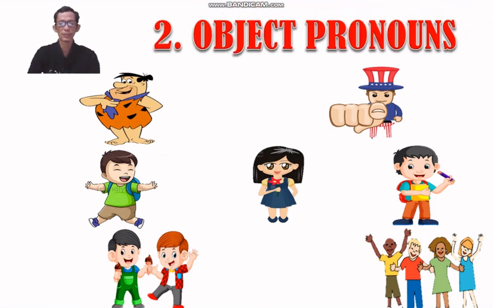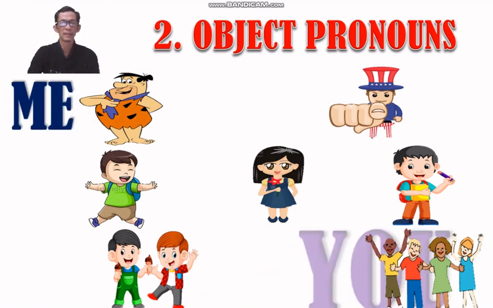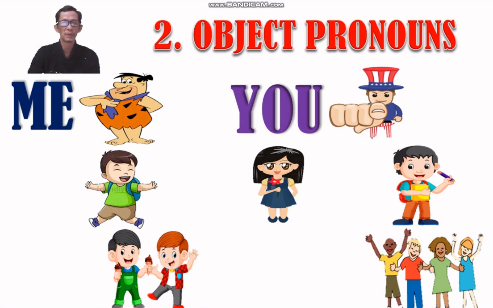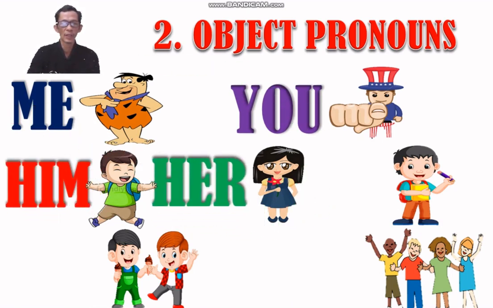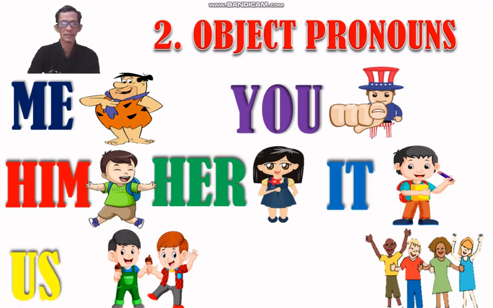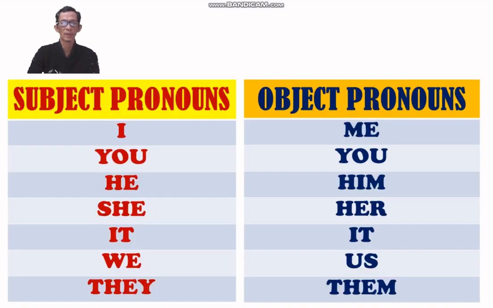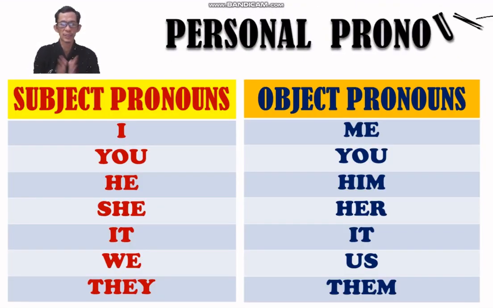Object pronouns consist of me, you, him, her, it, us, and them.